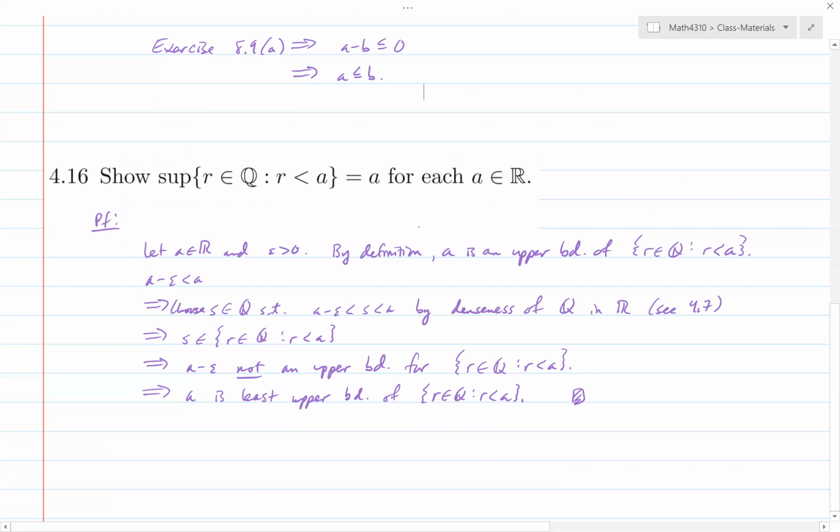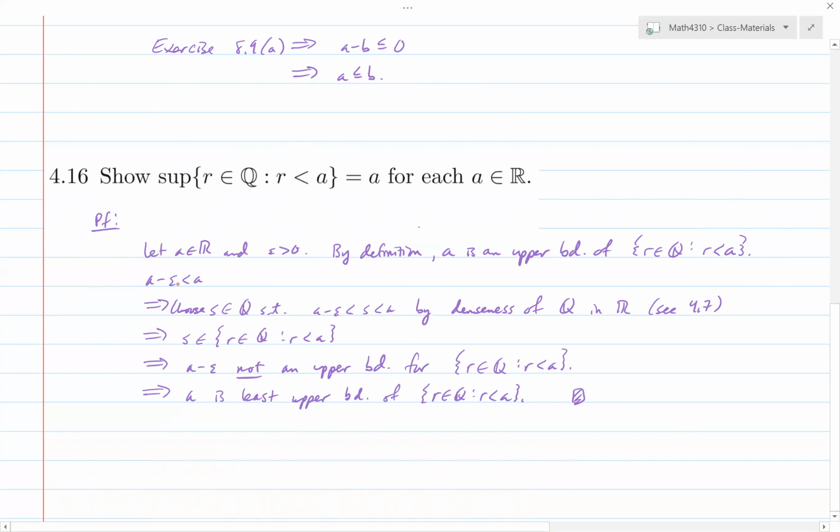In 416, we show that the sup of the rational numbers that are less than a is equal to a, for any real number, whether that number is rational or not. Let a be in R and epsilon be greater than 0. By definition, a is an upper bound for that set, because a is greater than everything in the set.